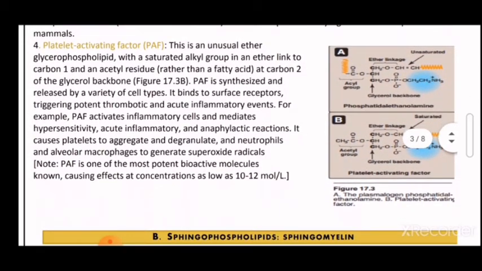Platelet activating factor. Here, both fatty acids at carbon number 1 and carbon number 2 are replaced. The fatty acid at carbon number 1 is replaced by a saturated alkyl group, while at carbon number 2 the fatty acid is replaced by an acetyl residue.